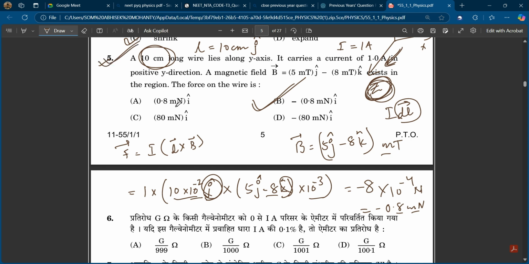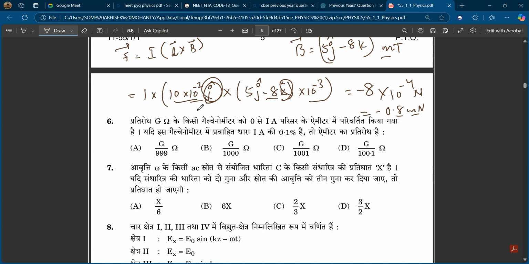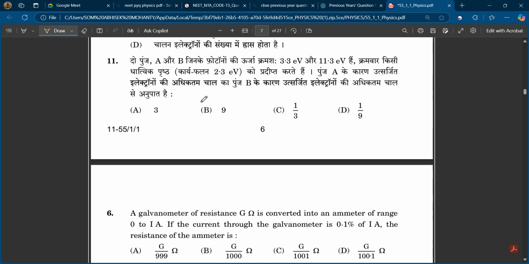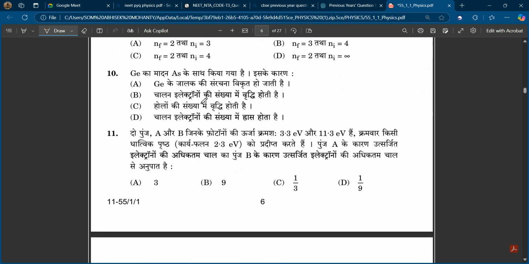Okay, I hope understood. Question number 6. A galvanometer of resistance G ohm is converted into an ammeter of range 0 to I ampere. I think this is 1 ampere, not I. It should be 1 ampere.